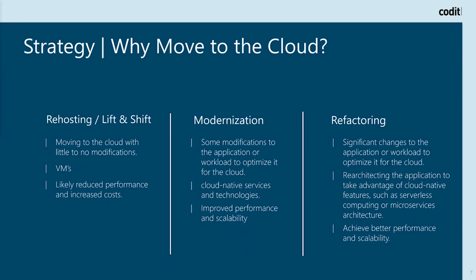A better approach, in my opinion, is a modernization. It's adjusting your applications a little so that they run cloud native, that they can use cloud native services and technologies. And by that, you'll achieve some improved performance and you will have the scalability that the cloud offers. Whereas on-premise, you're stuck to your own infrastructure.